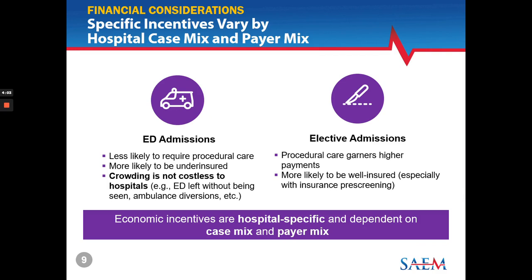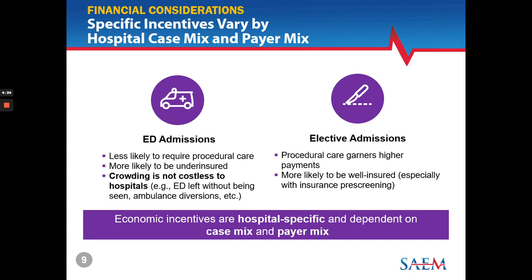To discuss hospital financial incentives at a high level, we can think about the two main sources of admissions to the hospital: admissions from the ED and admissions for elective surgical procedures. On average, ED admissions are less likely to require highly compensated procedural care, and patients from the ED are less likely to have good insurance. On the other hand, admissions for elective surgical procedures garner higher payments from payers, and patients who come for those procedures are more likely to have good insurance, particularly because their insurance status is often pre-screened.